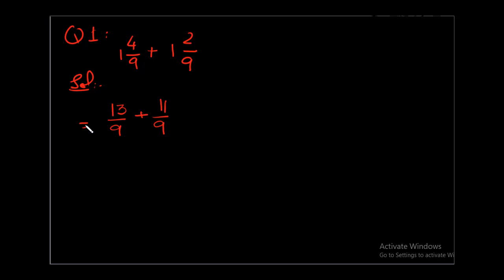In the next step, we see that both the numbers in the denominator are 9, so the LCM of these numbers will also be 9, because when the denominators of both numbers are the same, then we write only that number as the LCM of both numbers.